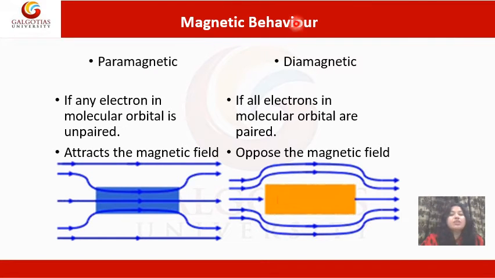Now, let us discuss the magnetic behavior of the molecular orbital diagrams. The magnetic behavior is of two types: one is paramagnetic and the other is diamagnetic. If any electron in the molecular orbital is unpaired, that represents paramagnetic behavior, whereas if all the electrons in the molecular orbitals are paired, that represents diamagnetic behavior. Paramagnetic behavior attracts the magnetic field, which is represented by this diagram, and diamagnetic behavior opposes the magnetic field, which is clearly seen in this diagram.